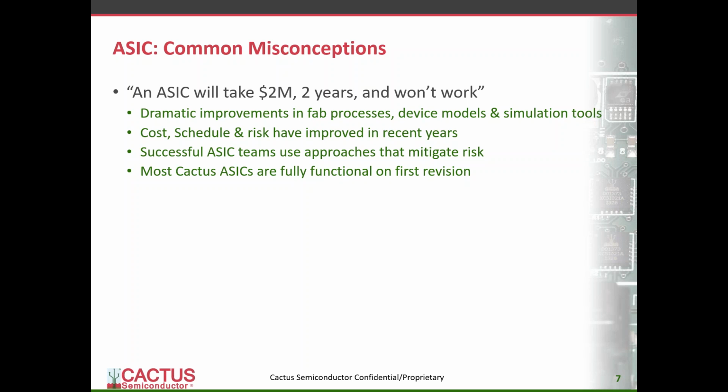Well, there's been dramatic improvements in the fab processes, so the silicon processes, the modeling of those processes, so that you can simulate and know exactly what you're going to get before silicon even comes out. And then, of course, the simulation tools themselves have improved. There are many more simulation tools to model different artifacts that weren't able to be modeled in the past, and the tools themselves are simply better. Cost, schedule, and risk have improved in recent years.